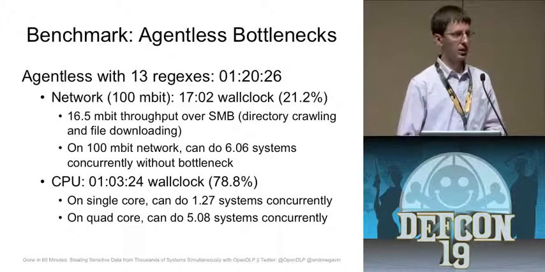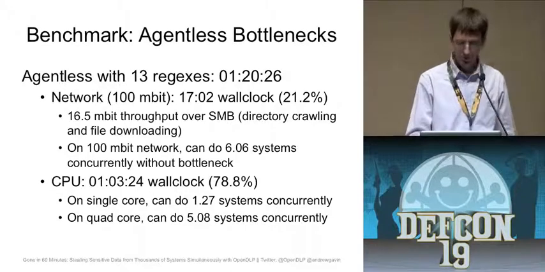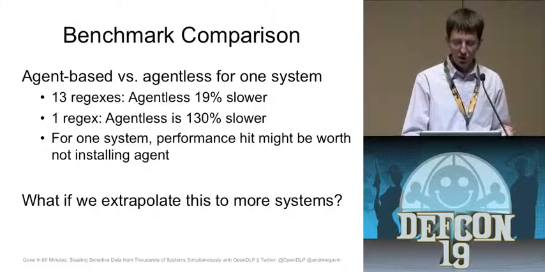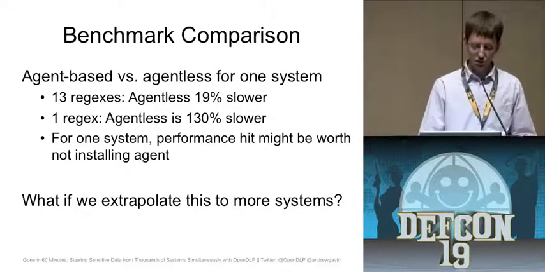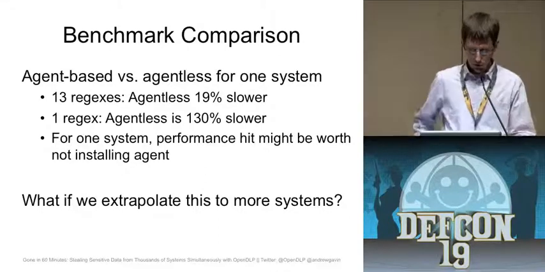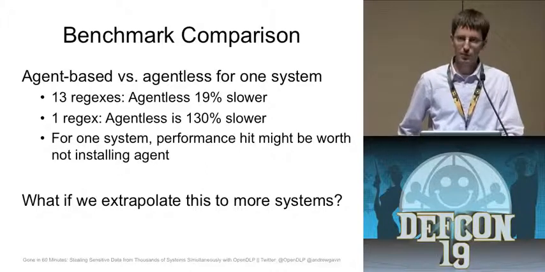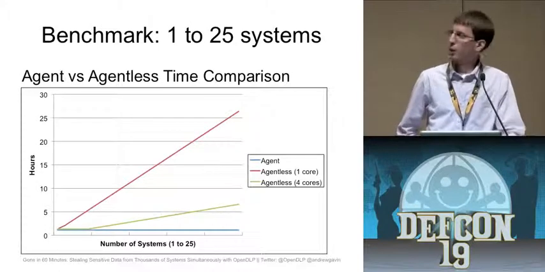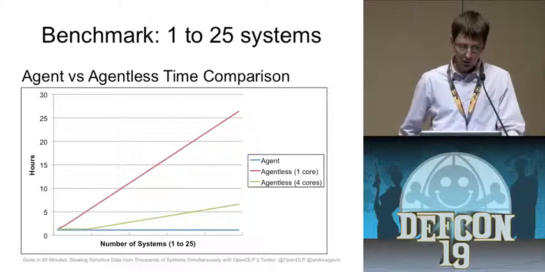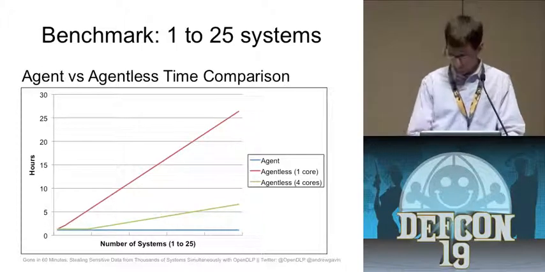And probably the biggest bottleneck is going to be your own system's CPU. And that's what's really going to slow things down. So just for one system, it's only really 19% slower. But if we extrapolate this to more systems, we see here the blue line is the OpenDLP agent remains flat, just about 1 hour. And the agentless scanner with one core for 25 systems will take over a day. Just 25 systems takes over a day.